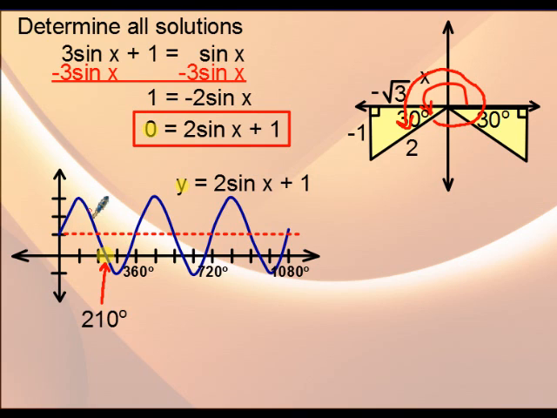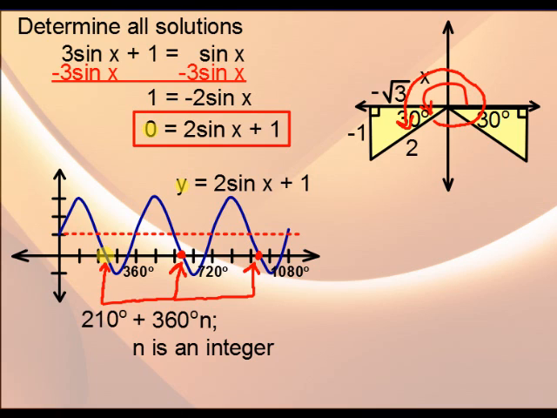Well, remember that the period is 360 degrees. So that completes one period. When you go to the next period, you'll see that we have a point here. So from here to here is another 360. Then another 360. So that's where that comes from.